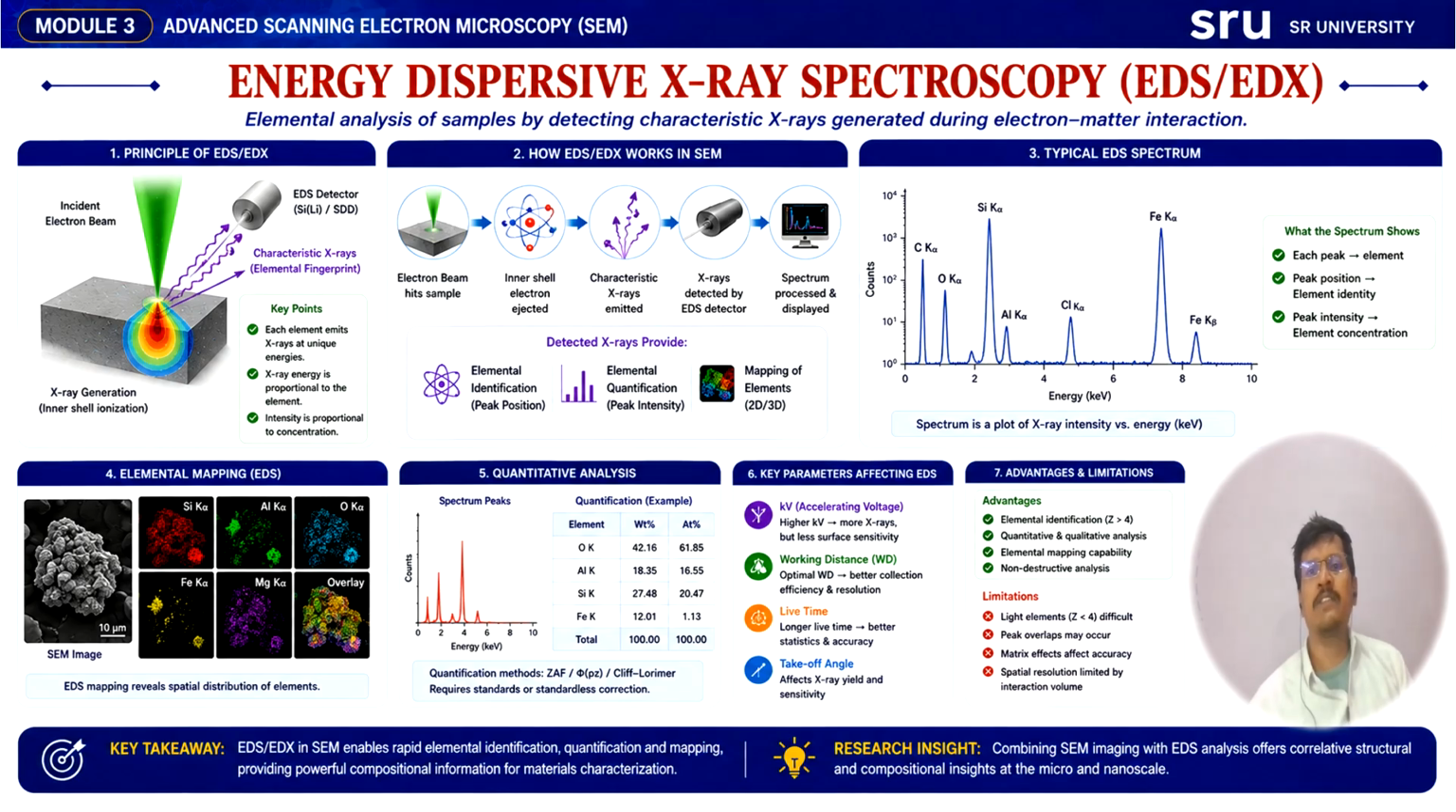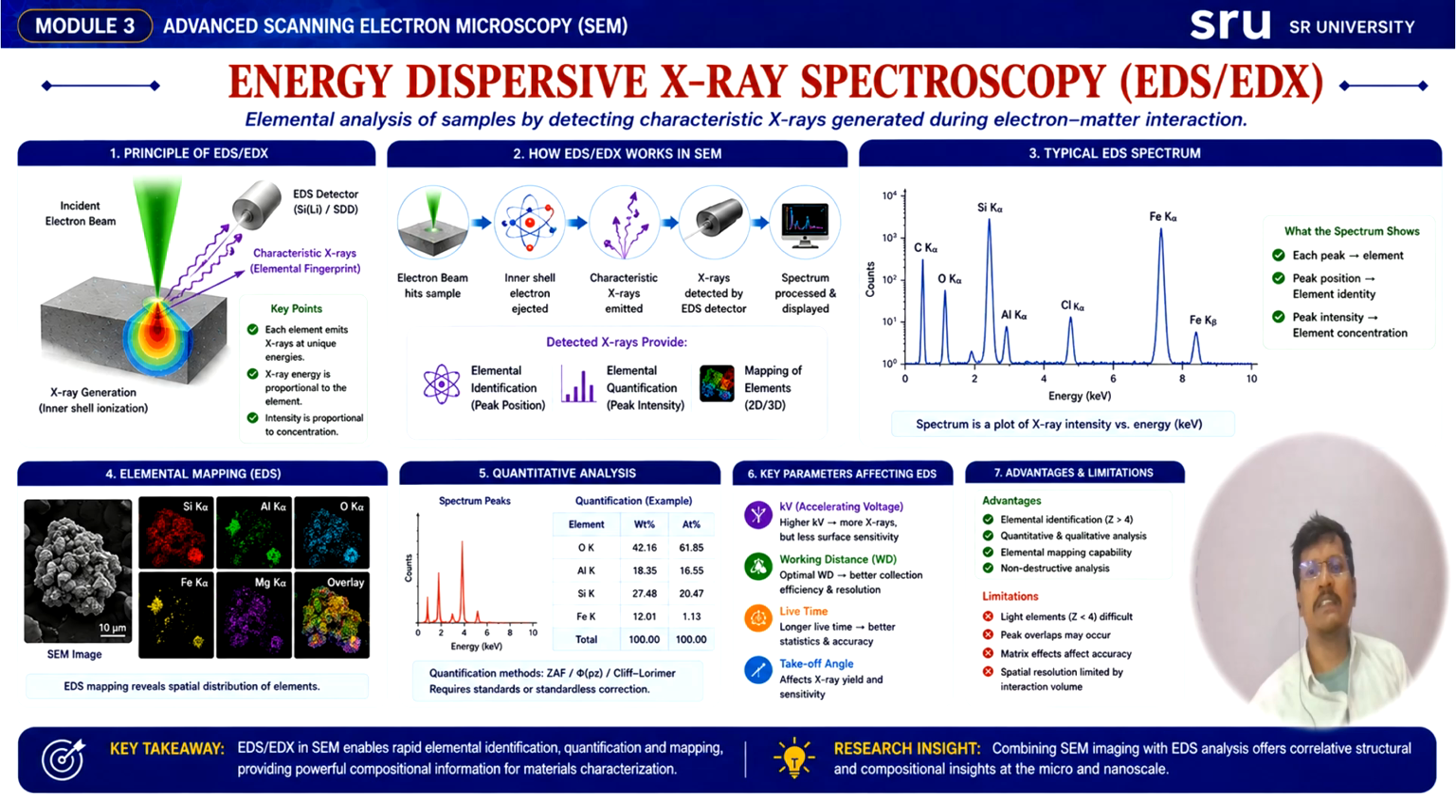The principle of EDS is based on generation of characteristic X-rays. When the high energy electron beam strikes the sample specimen, it can eject an electron from an inner shell of the atom. This creates a vacancy in the shell. To restore stability, an electron from a higher energy shell moves down to fill the vacancy.